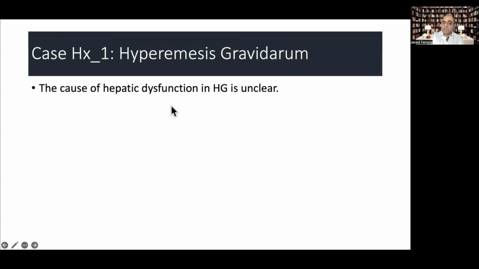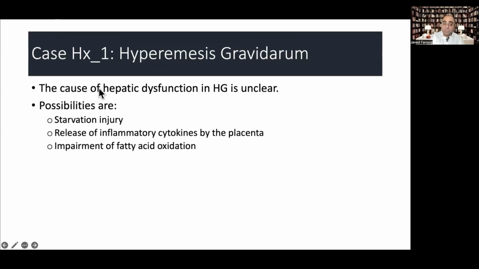The cause of hepatic dysfunction in hyperemesis gravidarum is unclear. We don't know why. The possibilities are starvation injury to the liver, release of inflammatory cytokines by the placenta, and impairment of fatty acid oxidation. Probably these are the three possibilities which lead to hepatic dysfunction in hyperemesis gravidarum.